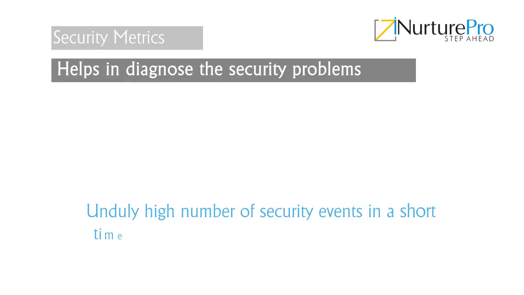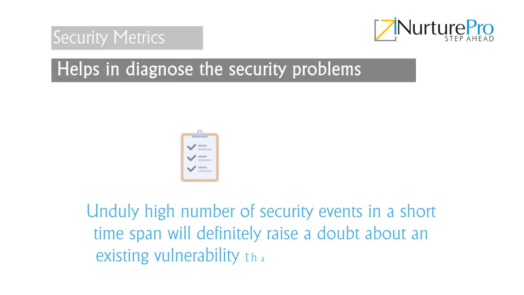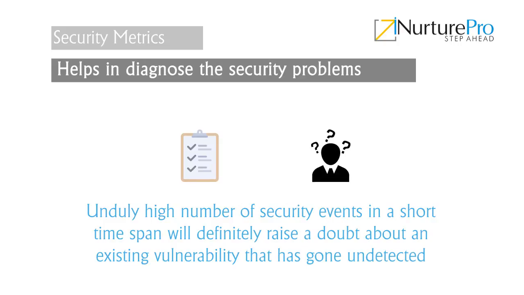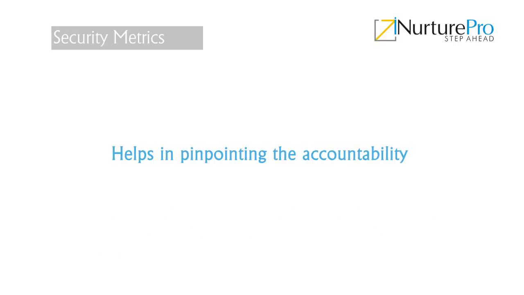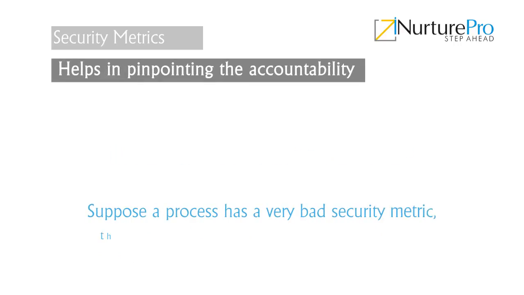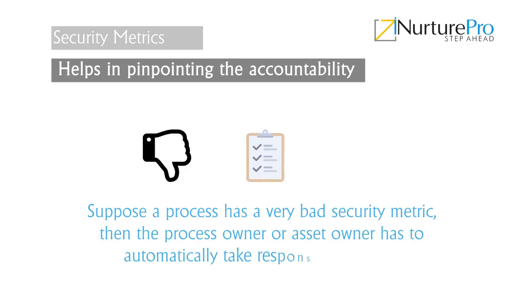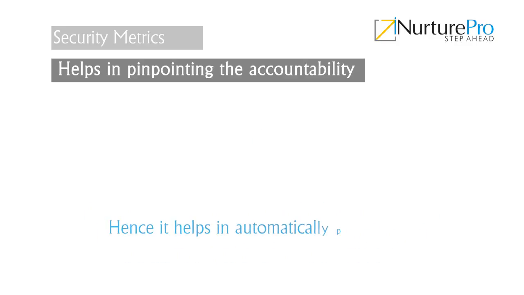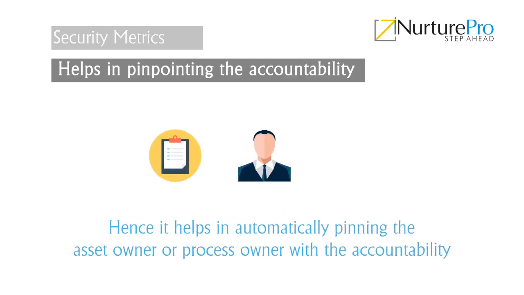Helps in diagnosing security problems. Usually, a high number of security events in a short span will definitely raise a doubt about an existing vulnerability that has gone undetected. Helps in pinpointing the accountability. Suppose a process has a very bad security metric, then the process owner or asset owner has to automatically take responsibility for this. Hence, it helps in automatically pinning the accountability on the asset owner.